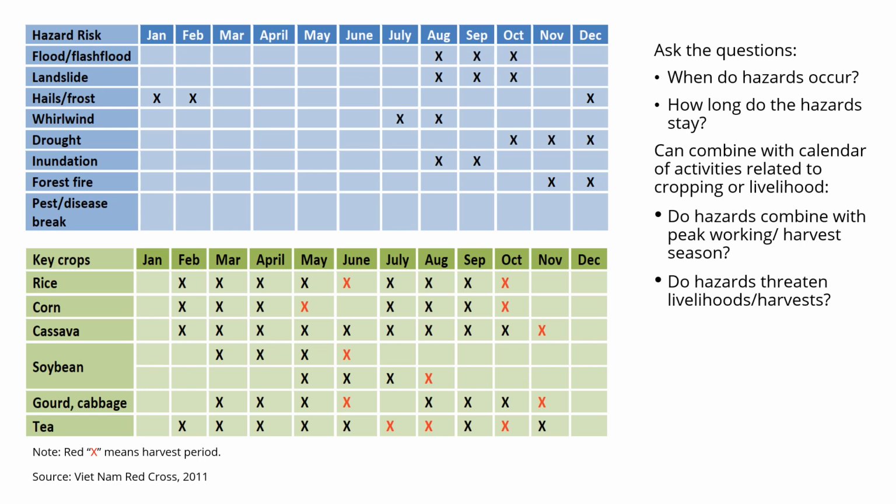When do hazards occur? How long do the hazards stay? And this can be combined with calendar activities related to cropping or livelihood. And we can ask, do hazards combine with peak working or harvest season? Or do hazards threaten livelihoods or harvest? Again, please note that climate change will have an impact on the seasonality of the hazards and the impact on the agricultural practices and livelihood.